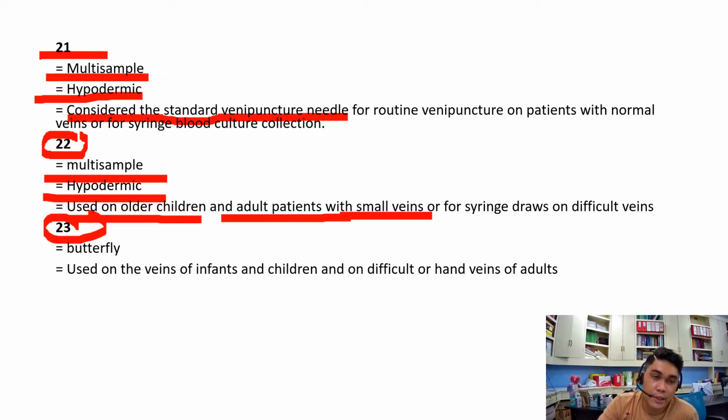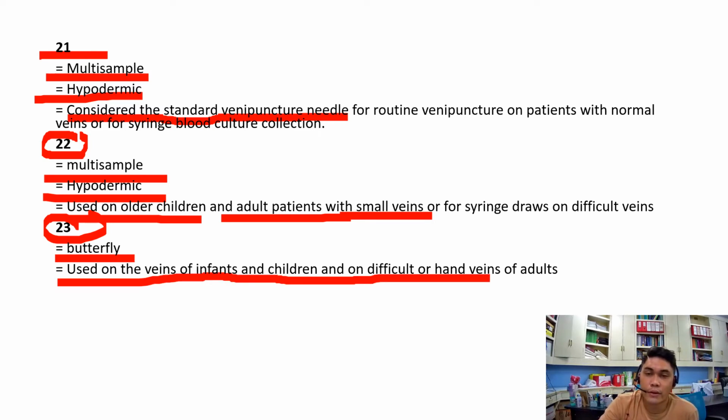And last, you have 23, butterfly. And also, there is a 23 gauge hypodermic needle, or syringe. It's used on the veins of infants and children and on difficult or hand veins of adults. So if you want to collect blood from here, then it's best to use a gauge 23 needle. So a gauge 23 syringe or your butterfly infusion set. But between the two, the ideal is a butterfly infusion set.